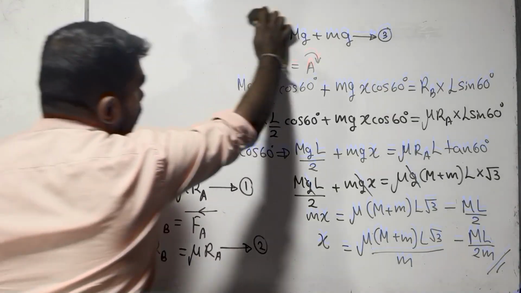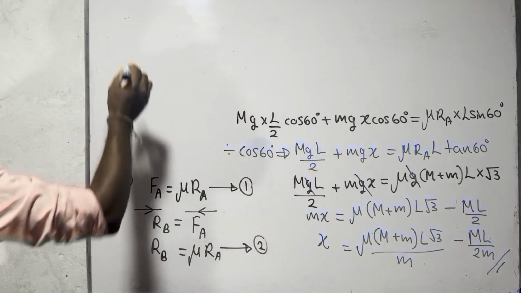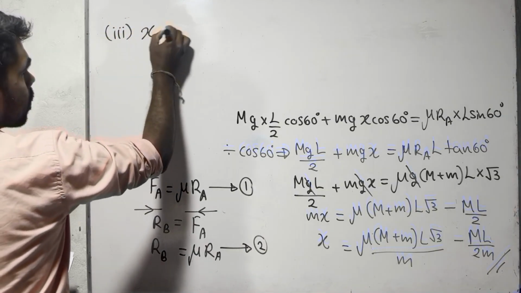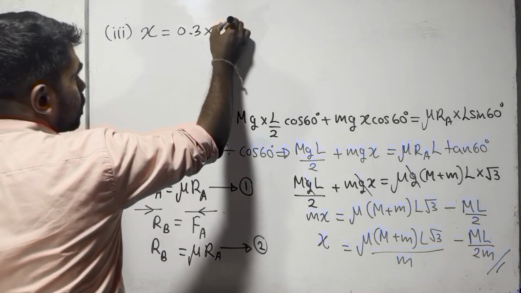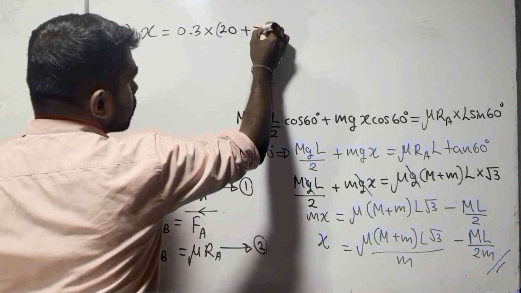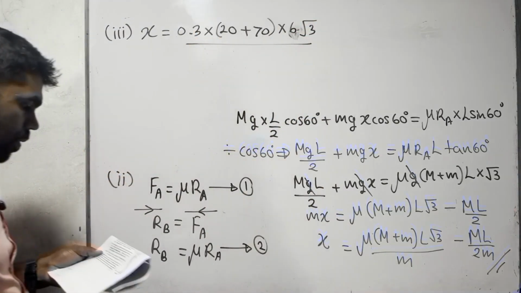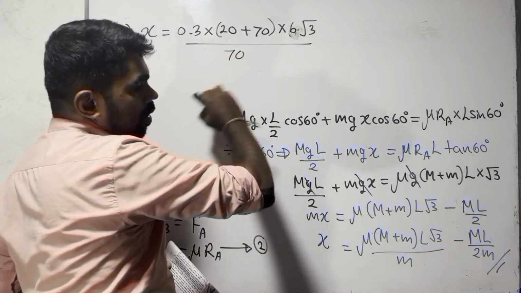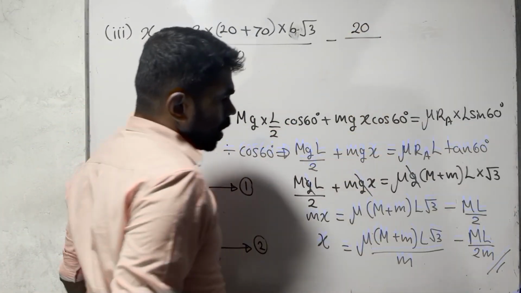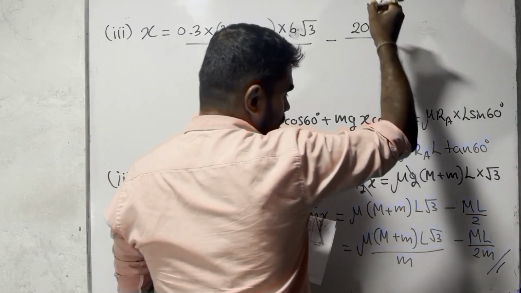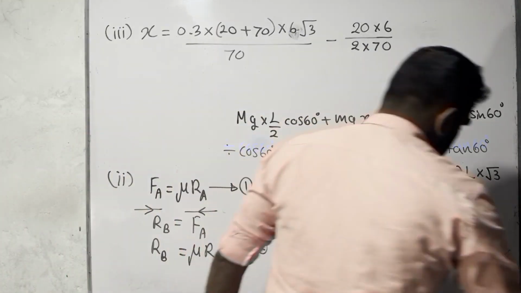Then I will get the derived equation. X equals mu value 0.3, capital M value 20, simple m value 70, capital L 6 meters, root 3 divided by simple m value 70, minus again capital M value 20, capital L value 6 divided by 2 into simple m value 70. Now we can simplify it.